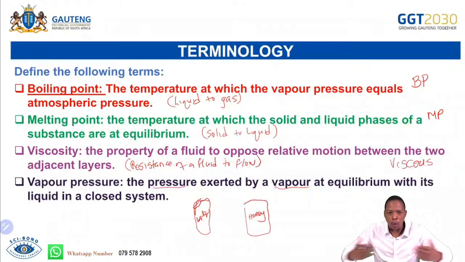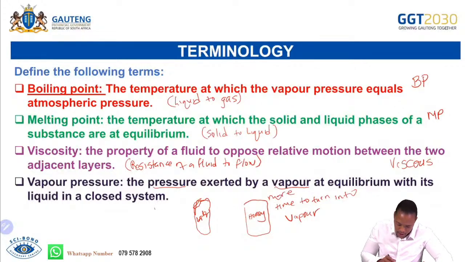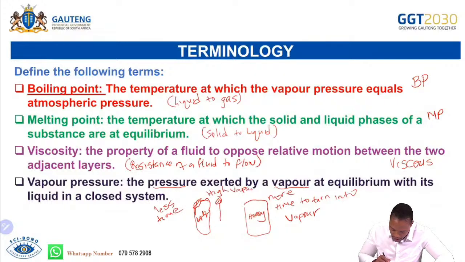If you expose them both to the same heat, you would find that this one will take time to turn into vapor. Let's write more time. This one will take less time. So the one that takes less time will have more vapor in it. Therefore, we are going to say it has higher vapor pressure.